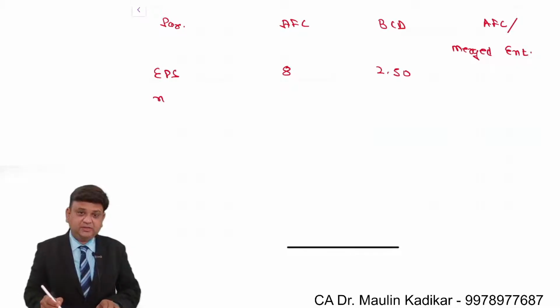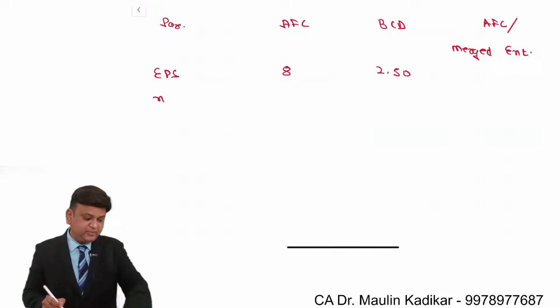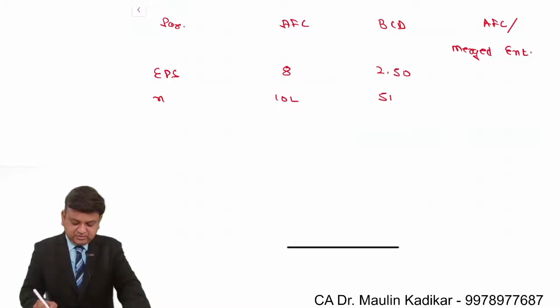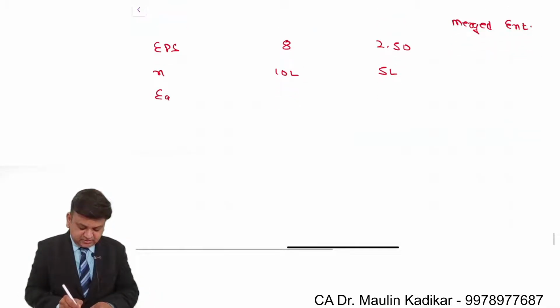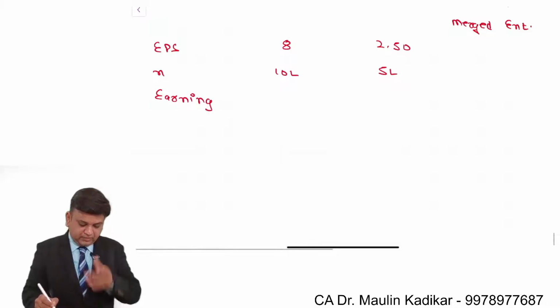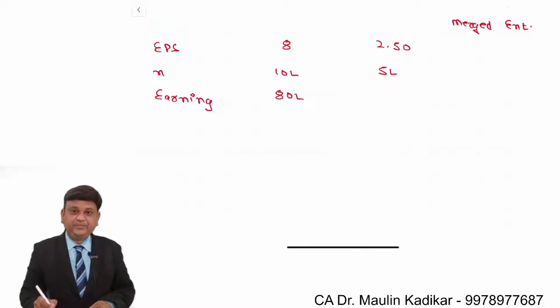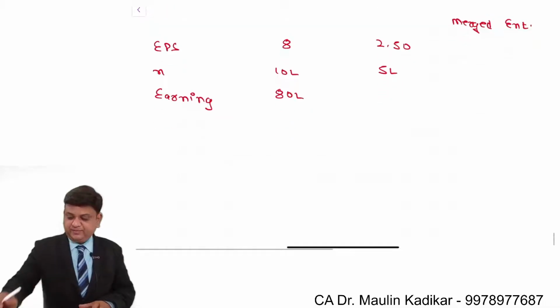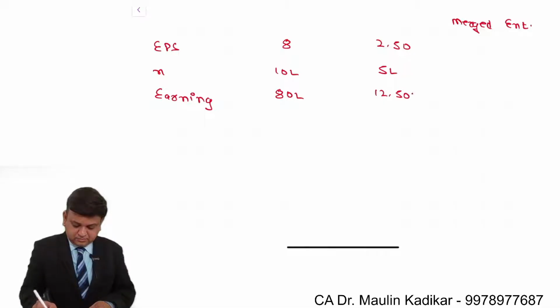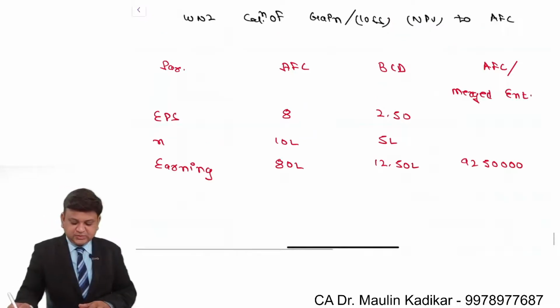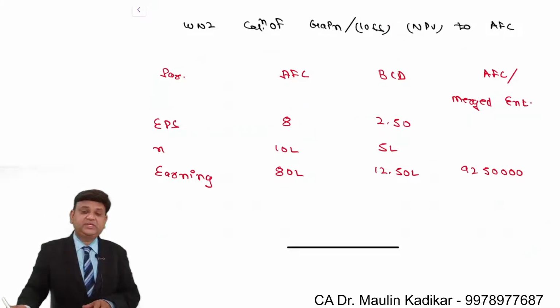Number of equity shares. For AFC, number of equity shares are provided to us, for example, as 10 lakhs. For BCD this is provided as 5 lakhs. So as far as the earning is concerned, right now the earning of AFC Limited is an amount of 80 lakhs, that is 8 into 10 lakhs. And for BCD it is 12 lakh 50,000. So the total of both of them is 92 lakh 50,000. This is what we understand is the earning of the merged entity.